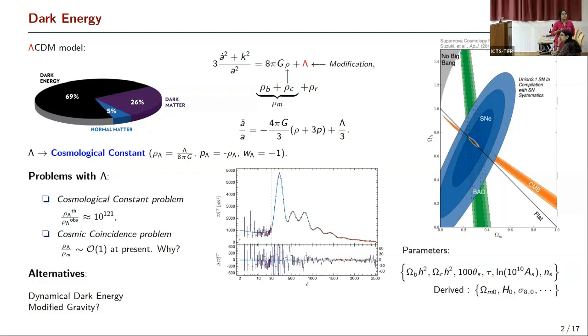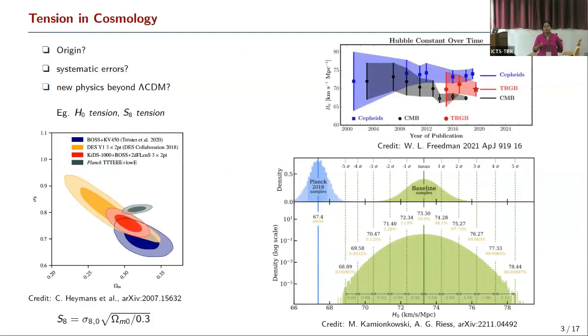But there are several theoretical problems associated with lambda, like the cosmological constant problem and the coincidence problem. So several alternative models have been proposed. Still, lambda CDM remains the simplest model for us to understand all the cosmological observations. The parameters governing this lambda CDM model have been measured with very good precision. And we find that different sets of observations lead to different kinds of inferences. So these have led to something known as tensions in cosmology.